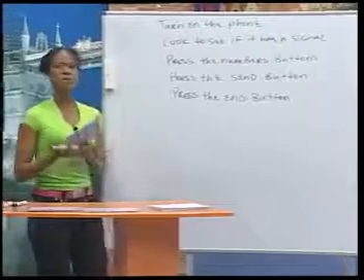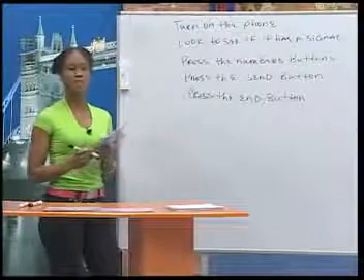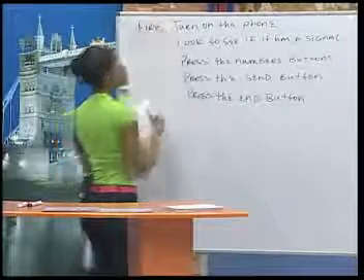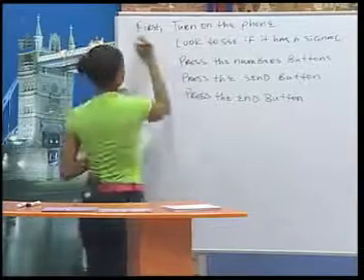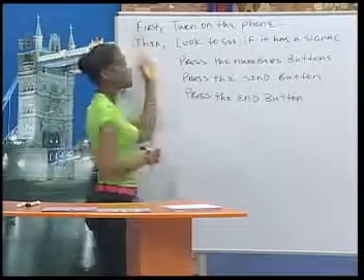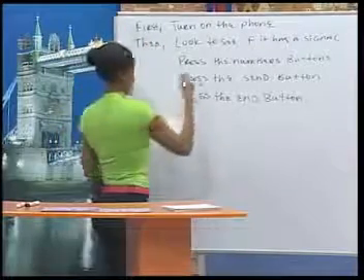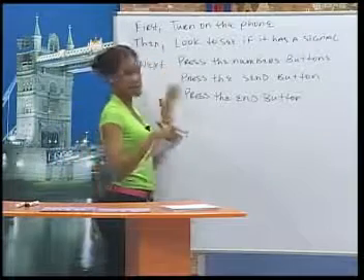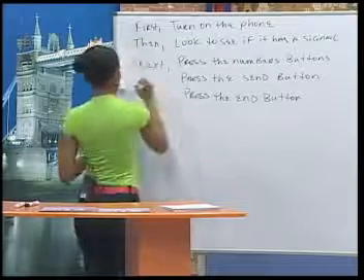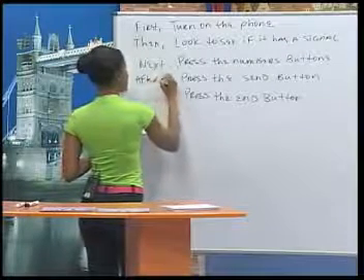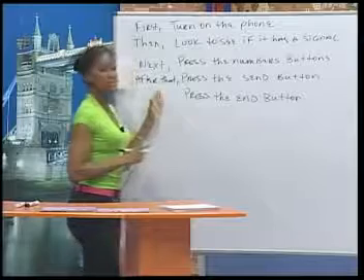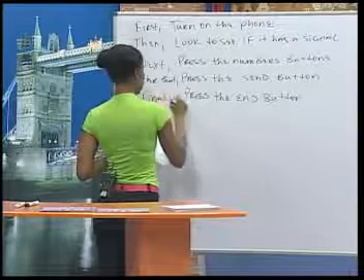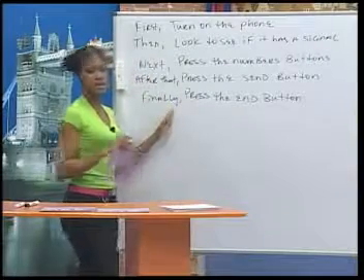So let's review Alberto's instructions for how to use a mobile phone. He told us, first, turn on the phone. Then, look to see if it has a signal. Next, press the numbers buttons for the person you want to call. After that, press the send button to make your call. Finally, he said, press the end button.